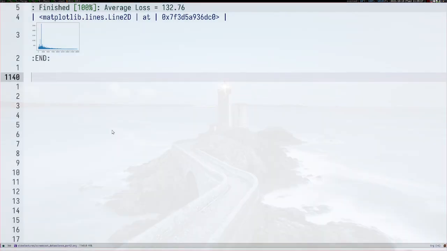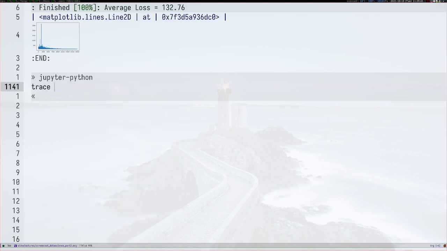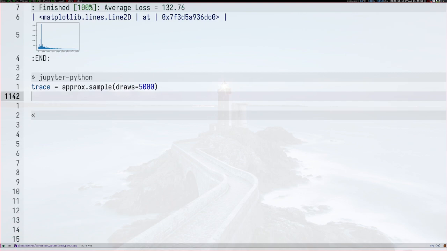In the previous video we fitted our posterior distribution using the OTFI method. And now that we have approximated our posterior distribution using well-known existing distributions, we're going to draw a trace from this posterior distribution. In order to do that, we're going to define trace. That's going to be equal to approx, which is what we called the approximation above. We're going to sample from it, and let's say that we want to have 5,000 draws from our approximation of the posterior distribution.